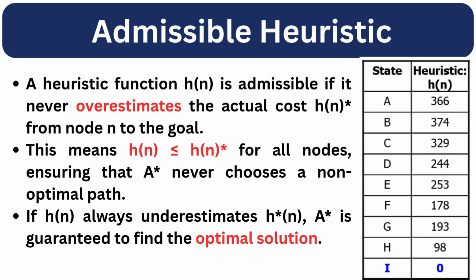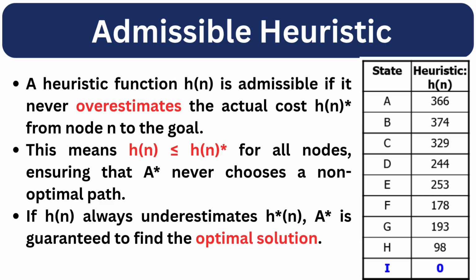Actually, the heuristic function used in the previous example was not admissible. A heuristic function is admissible if it never overestimates the actual cost from node n to the goal. This means the heuristic cost should be less than or equal to the actual cost for all nodes, ensuring that A-star never chooses a non-optimal path. If h(n) always underestimates the actual cost, A-star is guaranteed to find the optimal solution.